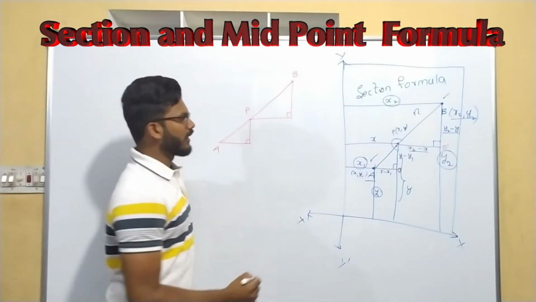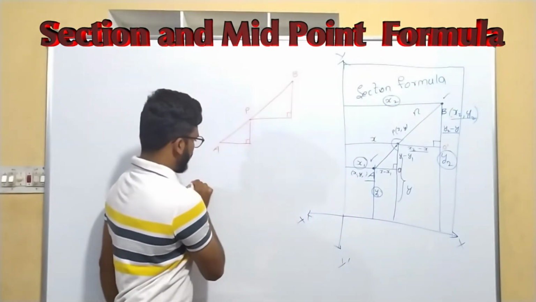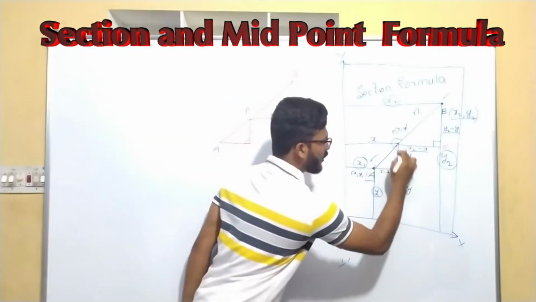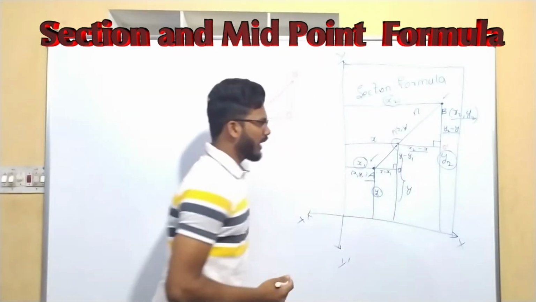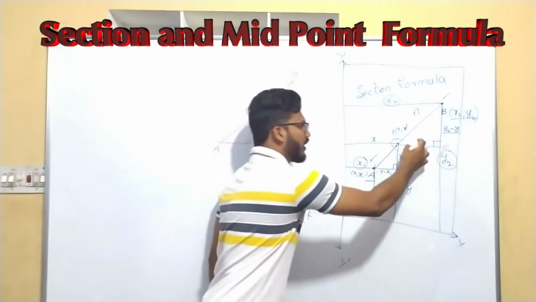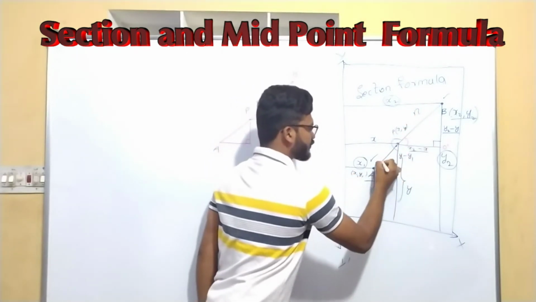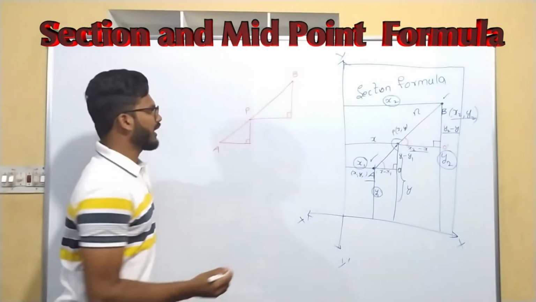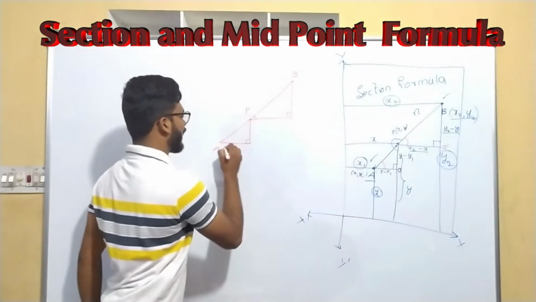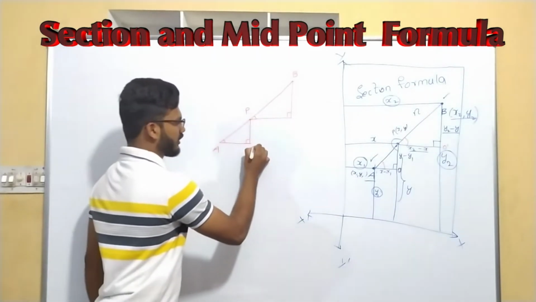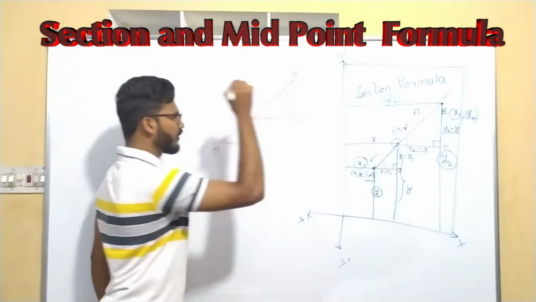And these two are parallel to x-axis, right? AO and PO dash are parallel to x-axis. So these two are also parallel. Nothing but here it is a transversal. And these two angles are equal, right? Nothing but this angle is equal to this angle. This is O, this is O dash.